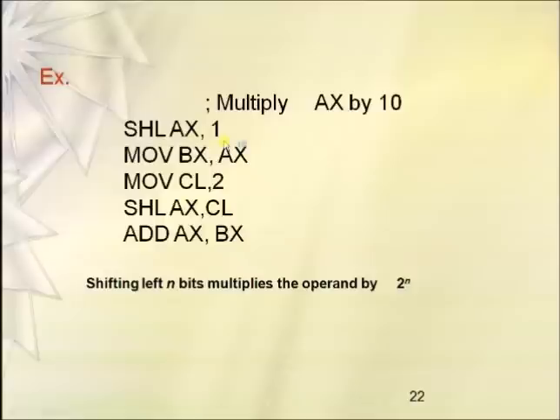SHL AX, 1. So you are shifting the content inside AX by 1 time, then copying that AX content into BX, then initializing CL with 2, and again shifting AX by 2 times. And you are adding AX with BX. Now, whenever you shift to the left side, shift left n bits multiplies the operand by 2 power n. So if you are shifting an operand by 3 bits, the operand will be multiplied by 2 power 3, which is 8.